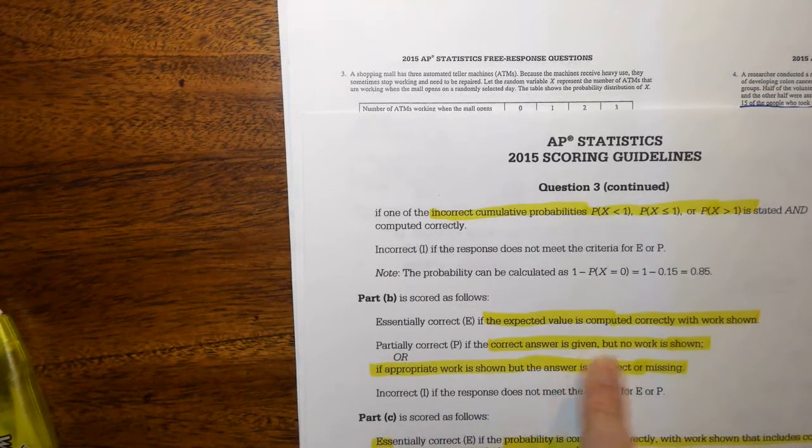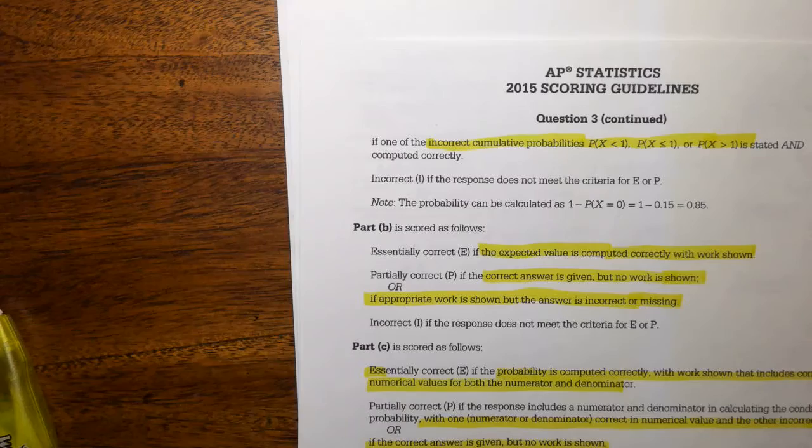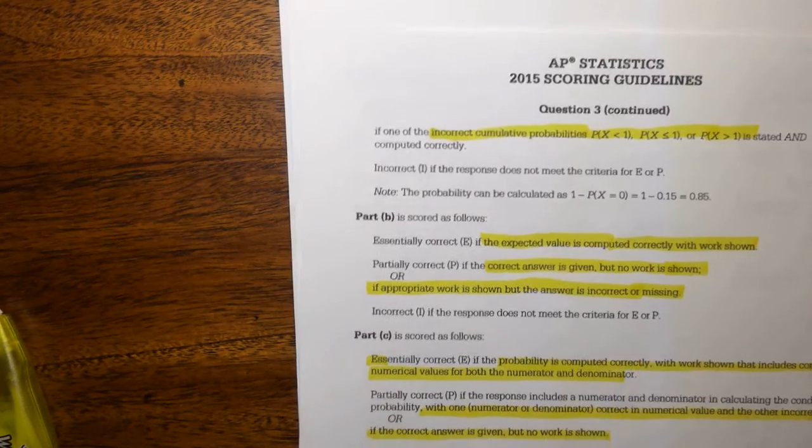P if you have the correct answer but no work, and P also if you have the work but the wrong answer or missing answer. Incorrect if it's none of that.